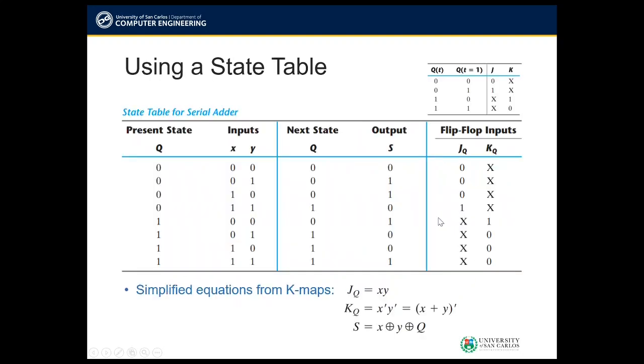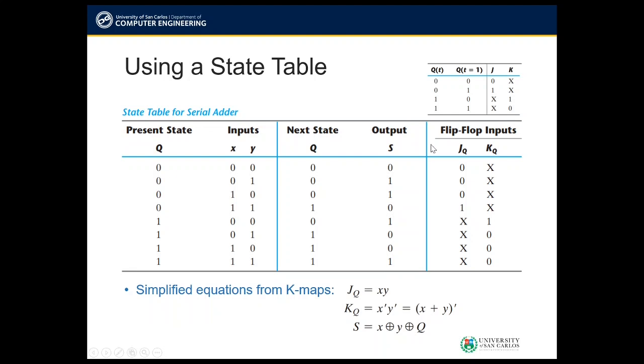So using the procedures you have learned in Unit 4, we have here the state table. The present state Q represents the carry input. Inputs X and Y are coming from the serial outputs of the shift registers A and B. On the right side, we have the next state, which represents the carry out. The output S represents the sum.